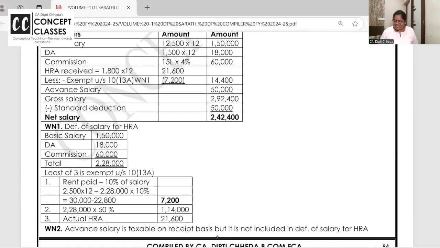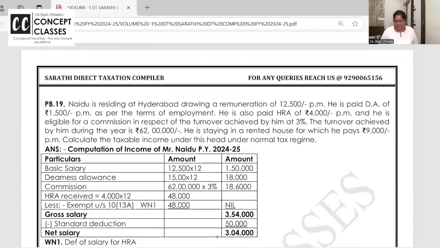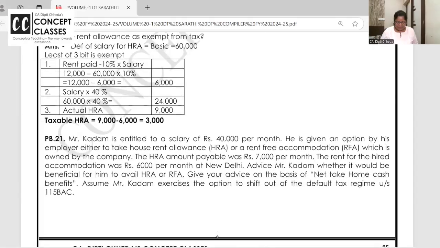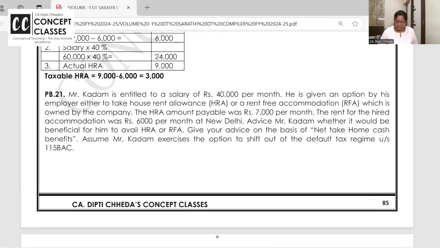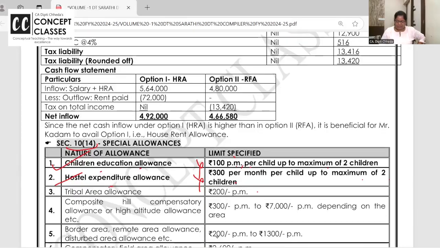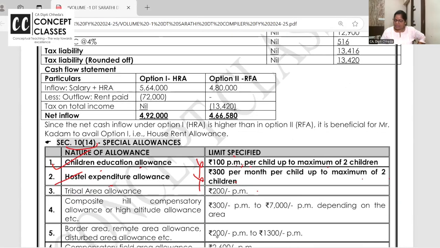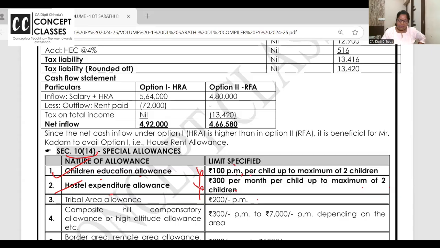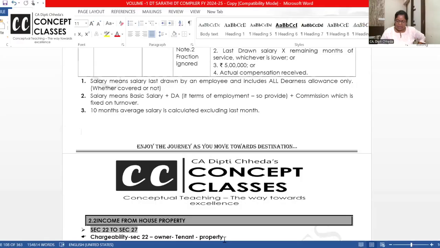How is the josh? Easy, all clear. Good, chalo. Screen sharing stopped. What happened?